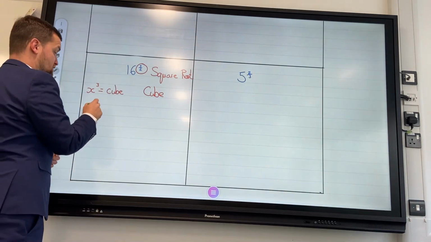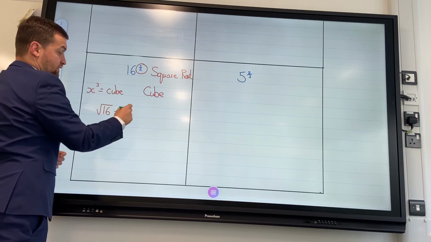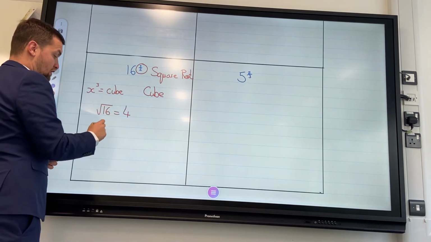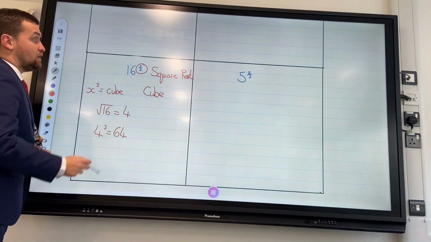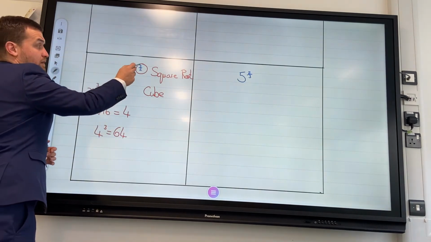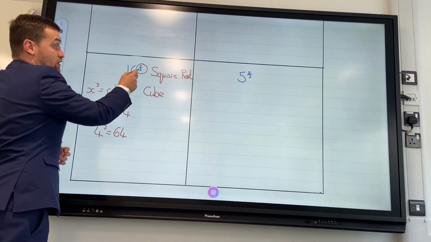So what are you going to do? You're going to find the square root of 16 first, which is 4, and then you're going to do 4 cubed. 4 cubed is 64. So when you have something that isn't 1 on the top of the fraction, you need to do 2 things: square root and then cube.